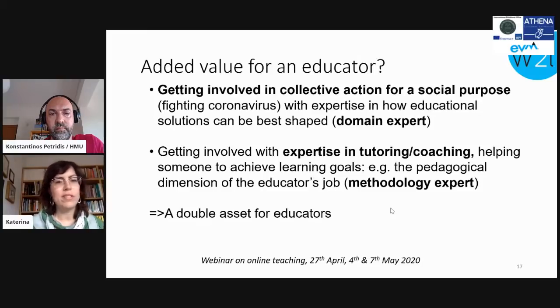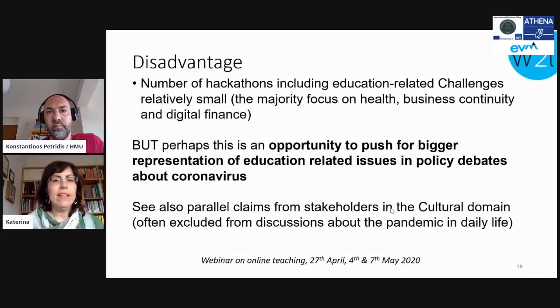And I would like to conclude, so this is my last slide now, Costas, that there's an opportunity that I see for educators to push for bigger representation of education-related issues in policy debates about coronavirus. When we talk about coronavirus, we mostly think of health, business continuity, digital finance. Of course, these are fundamental, but we also shouldn't forget education, and to find solutions to educational problems, we need also a global approach.